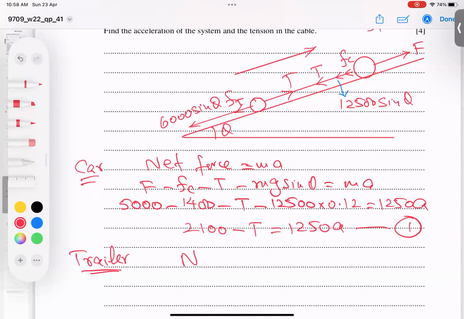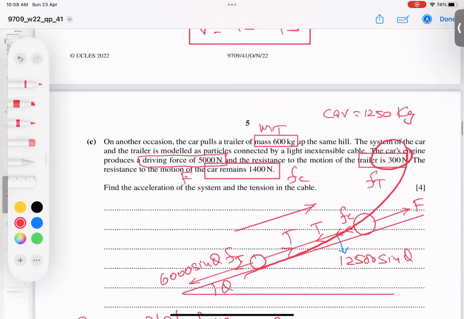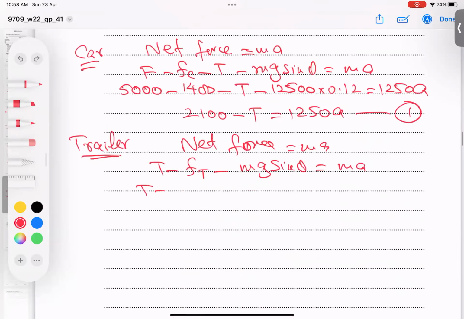So net force equals MA. Now let's see how many forces are acting on the trailer. First of all, this tension acting upward like a force. Friction downwards, weight component downwards. So I can say tension minus friction minus mg sine theta equals MA. Now I'm applying tension as it is. Friction on the trailer is given here, 300 newtons.